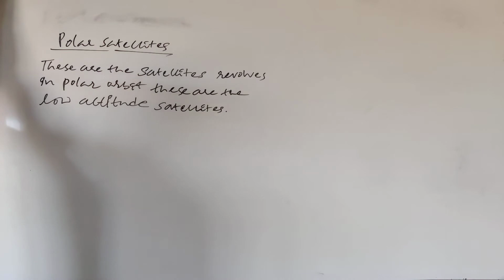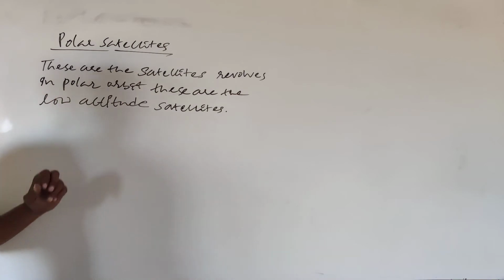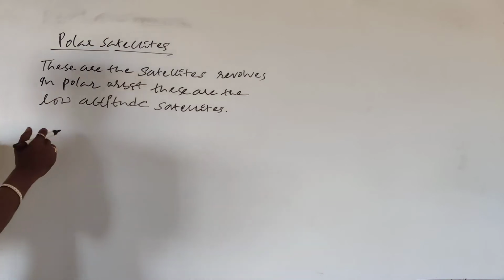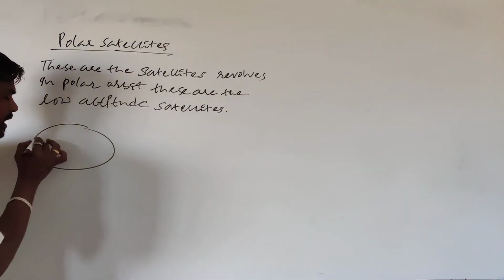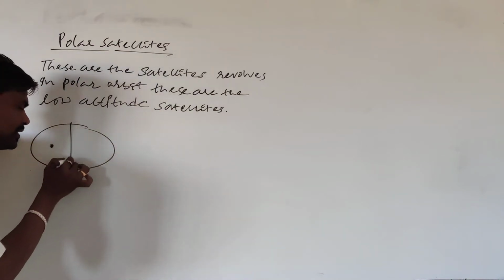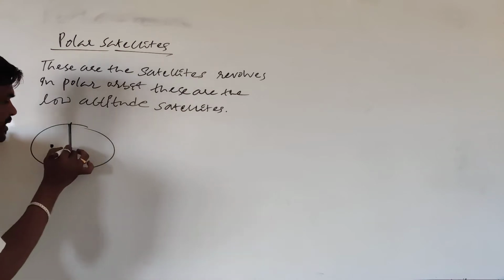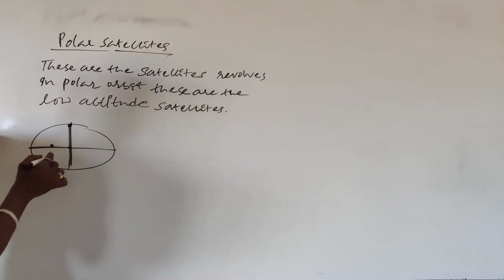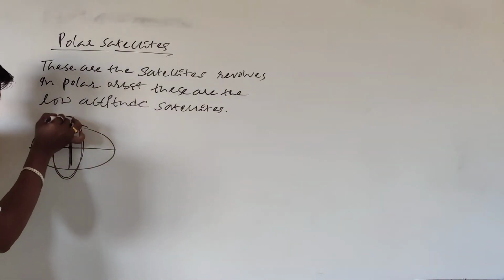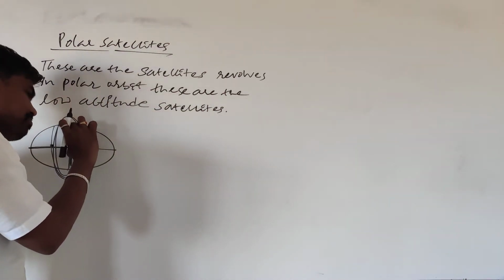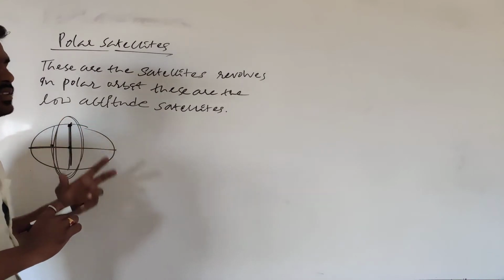The satellites revolve in polar orbit, so these are low altitude satellites, and the height is very small. The Earth is an ellipse, and this is considered as a focus. Whatever the height, this is the polar orbit. Consider here, this is very near, and these are revolving around like this. That's why these are low altitude, low height satellites. Altitude means height.